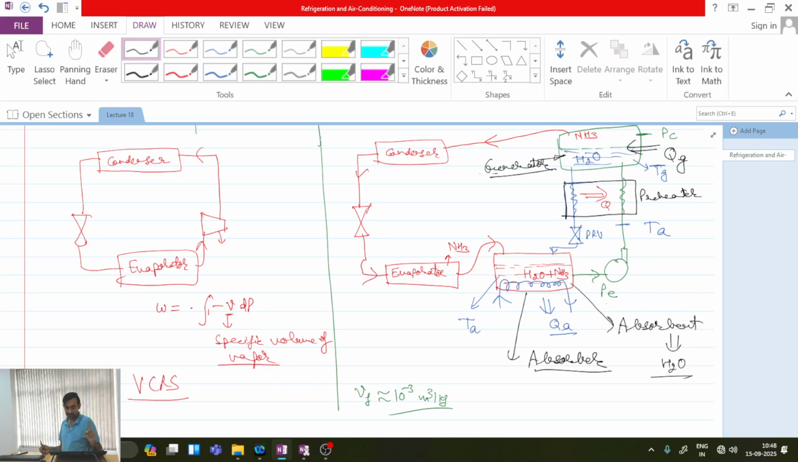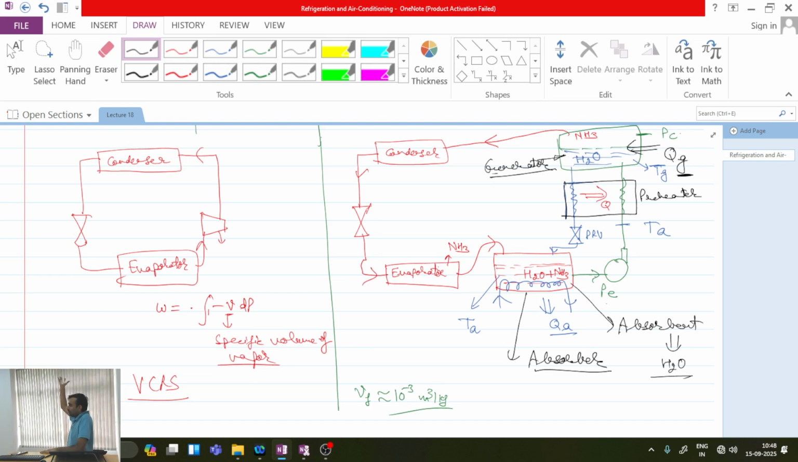Okay. However, if you see in terms of the heat input, a significant amount of heat input I need to supply in the generator so that I can separate out the water and ammonia. Okay. So, why is this system preferred? It is taking less work input, but it is taking a good amount of heat input. Okay. Work is always a high grade energy. So our effort is always to reduce the high grade energy whenever it is being consumed. Okay. However, heat, which is a low grade energy, is available in abundance.